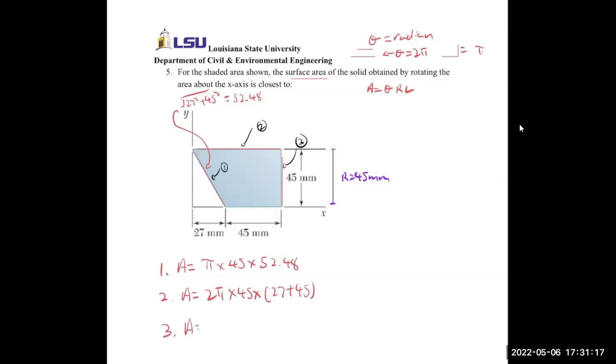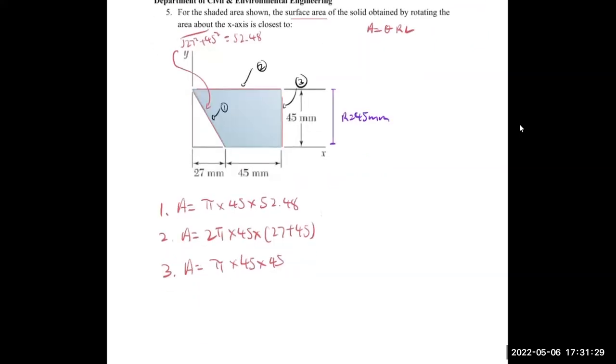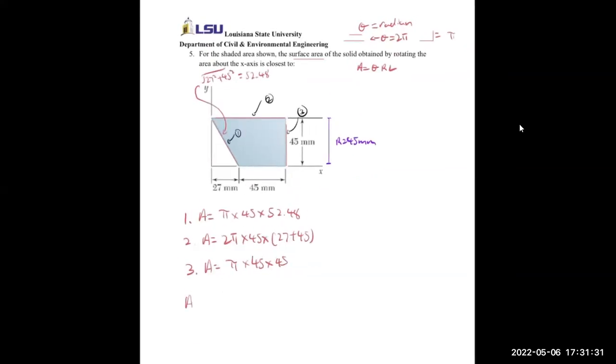Area 3 will be pi because that's perpendicular to the x-axis, multiplied by 45, and the length is also 45 in this case. Okay, so I have all those three. So for the total area, we just put all those in the calculator. We're going to get the total area will be 34,138 millimeters squared. Okay, so that's the answer for this problem. I'll see you guys in problem number 6.